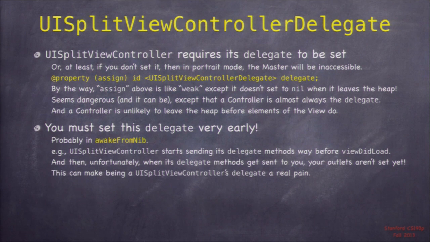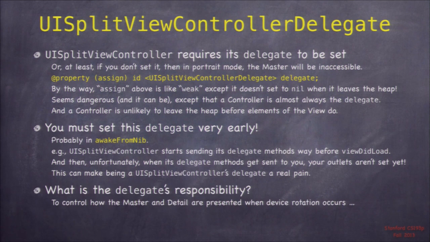The delegate is annoying. It's the most annoying delegate in all of iOS. Firstly, it has to be set very early, meaning in awakeFromNib. You can't wait till viewDidLoad to set your split view controller's delegate. Okay, so that's annoying. Second of all, it starts calling the delegate methods from the split view controller before viewDidLoad happens, so none of your outlets are set while it's calling its delegate methods. So it's very difficult to deal with the split view controller delegate.